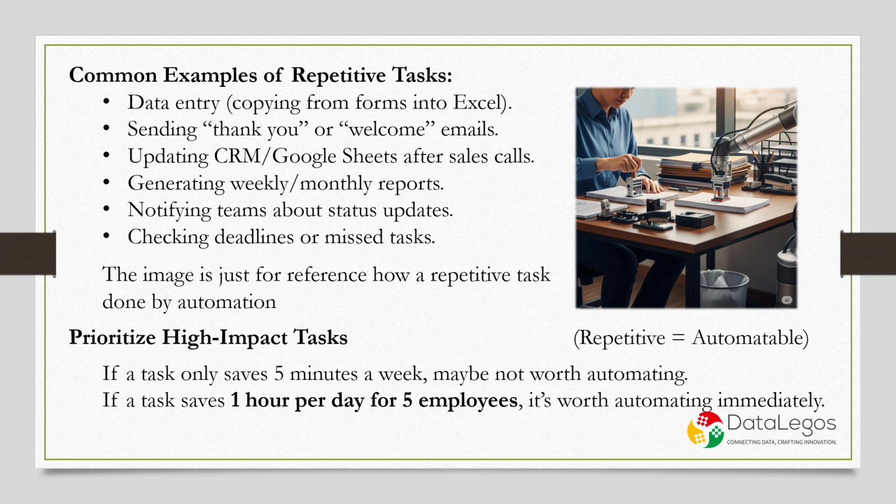But remember, not all automations are equal. If automating something only saves 5 minutes a week, maybe it's not worth the setup. But if it saves 1 hour per day for 5 employees, that's a game changer. So, we prioritize high-impact tasks first, the ones that save the most time and create the most value.